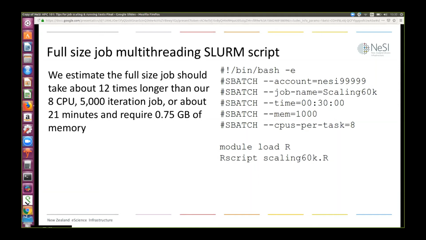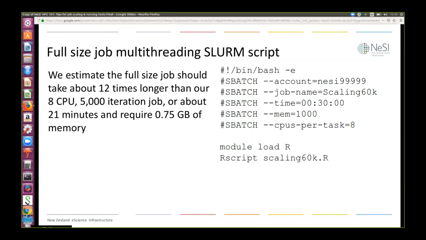Again, with these numbers, we're not going to put exactly 21 minutes in. We're not going to put exactly 0.75 gigabytes in, because that's not really a good idea. If you want to have your job succeed, you want to ask for a little bit more time and a little bit more memory. So in our full-size job, we're going to ask for about 20% more, just round it over to 30 minutes and 1,000 megabytes of memory for our 8 CPU job. And we will submit that, and hopefully it will succeed.